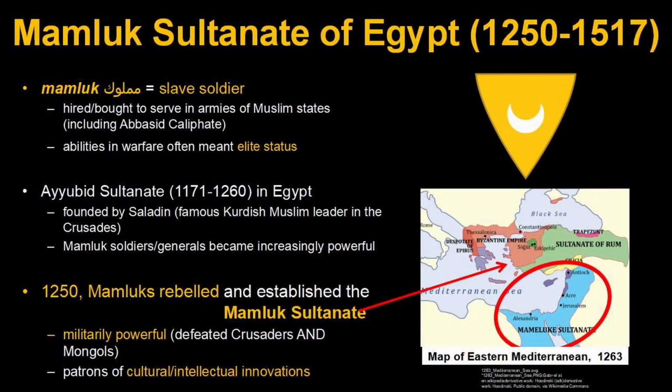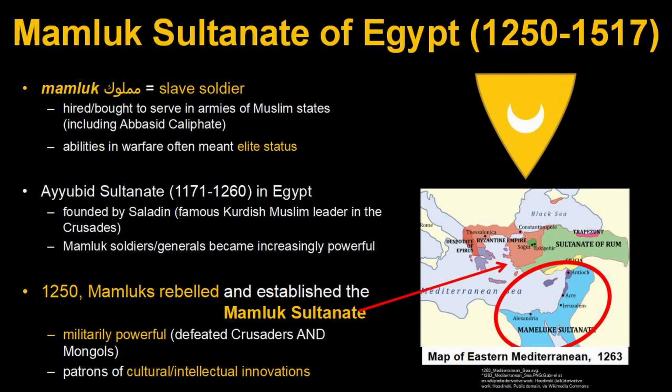After a series of power struggles and conflicts, including repeated wars with the invading European crusaders, the Mamluks in 1250 decided that they were the ones who had the real power, and decided to overthrow their Ayyubid overlords. And they established their own sultanate, which would become very powerful and last almost 300 years.